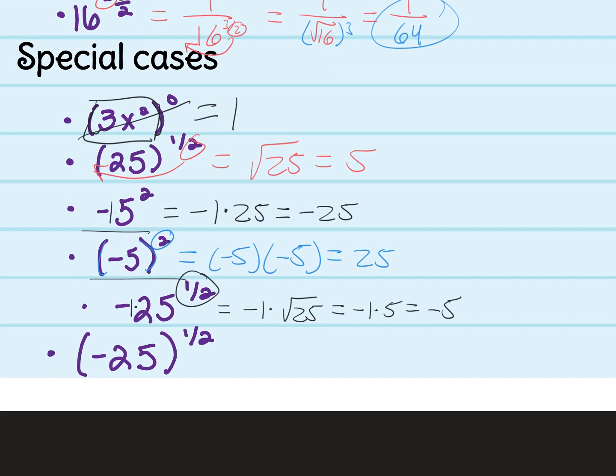And now this next example, the 1/2 is in the exponent of the entire thing. So this becomes the square root of -25. Now this is going to be no real solution.